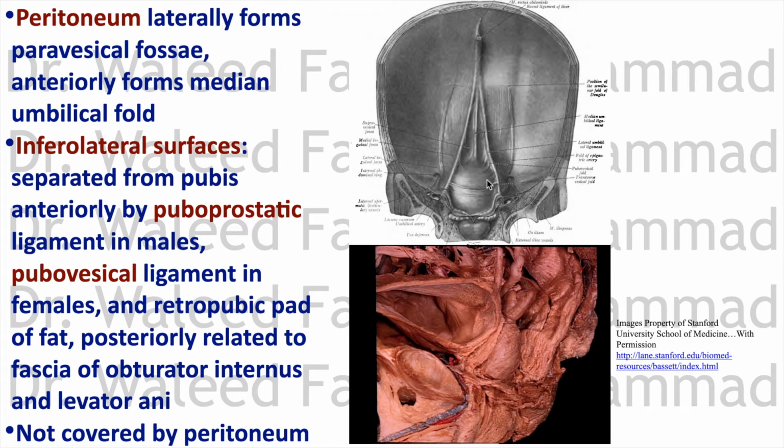The infralateral surfaces are anteriorly connected to the back of the pubis by the puboprostatic ligament in males and the pubovesical ligament in females. And posteriorly, the infralateral surfaces are related to the obturator internus and the levator ani, and of course they are not covered by peritoneum. So the only part covered by peritoneum is the superior surface in females, and the superior surface and upper part of posterior surface in males.